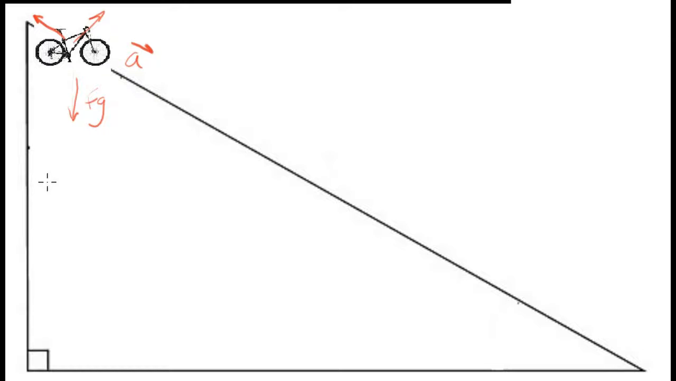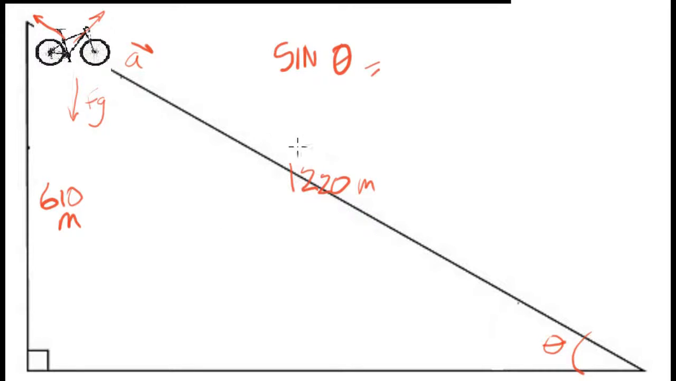We know that this side of a right triangle is 610 meters. We know that the hypotenuse is 1,220 meters. We need to know this angle for us to be able to determine slope per se. And we know from trigonometry that if we want to find that angle, we can do so by using this equation. The sine of theta is going to be equal to opposite over hypotenuse. So that's going to be 610 meters divided by 1,220 meters.